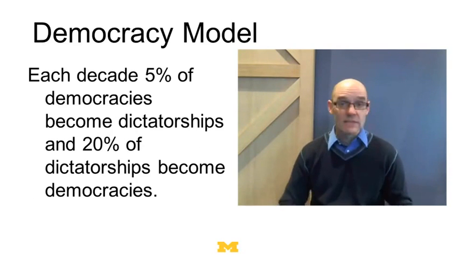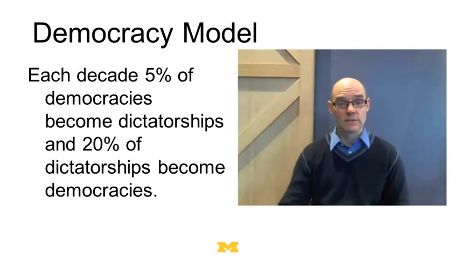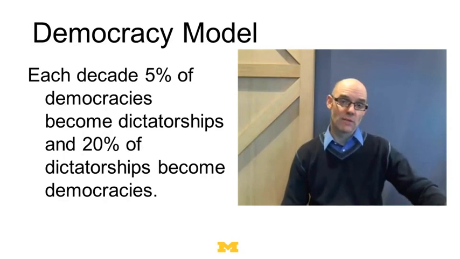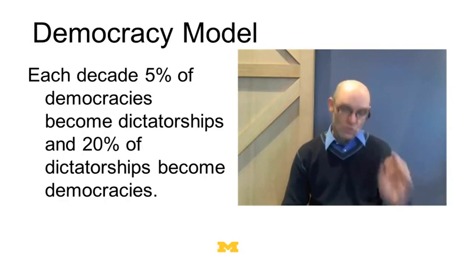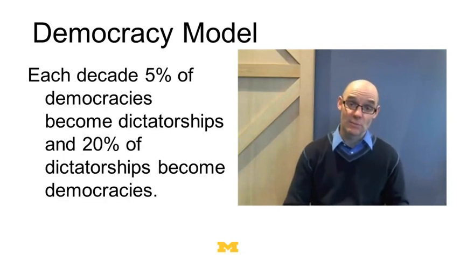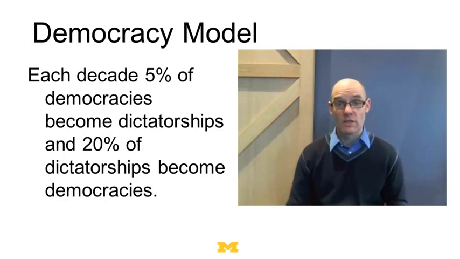Okay, so let's start simply with even just a two-state democracy model. So I'm going to imagine there's two types of countries. There's democracies and there's non-democracies. And I'm going to assume that 5% of democracies switch into dictatorships every decade, and that 20% of dictatorships become democracies. So that'll be my assumption, and then let's just walk through the logic.